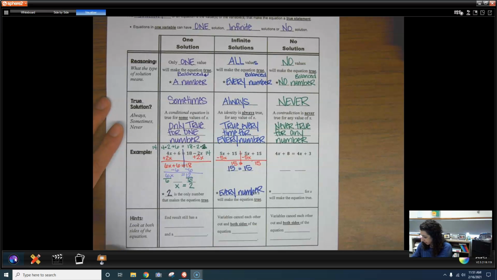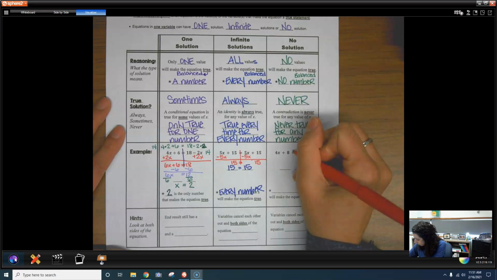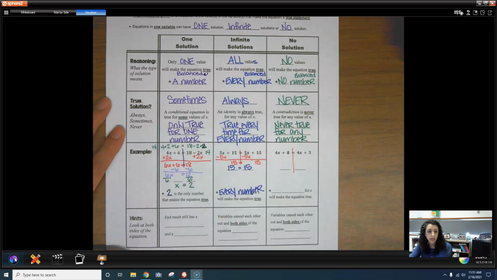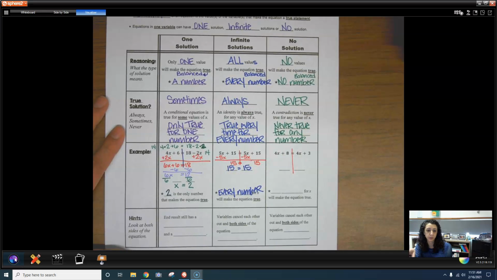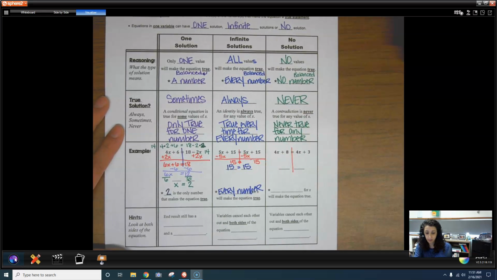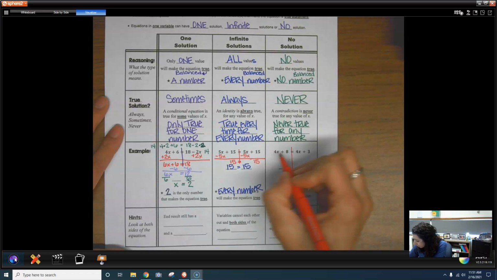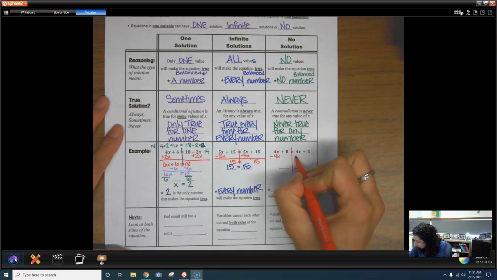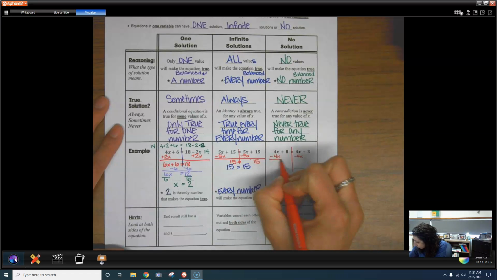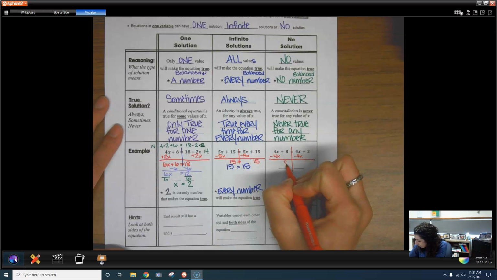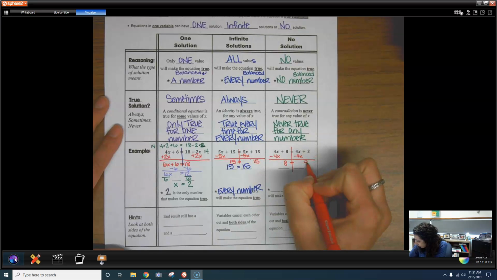The last one is no solution. What this means is that I couldn't add or subtract or multiply or divide either side to make it equal. So I have 4x on both sides, and so I'm going to minus 4x on the left and minus 4x on the right.